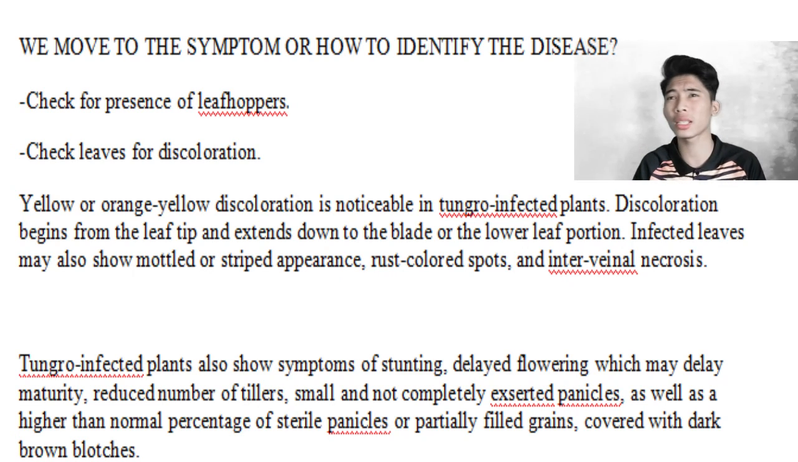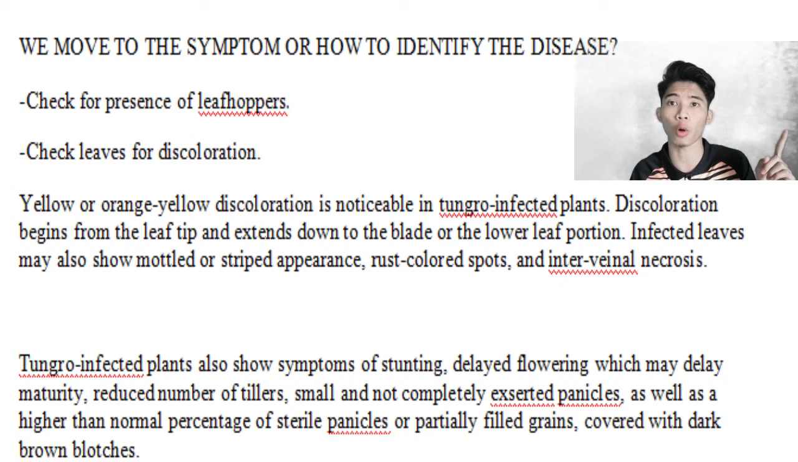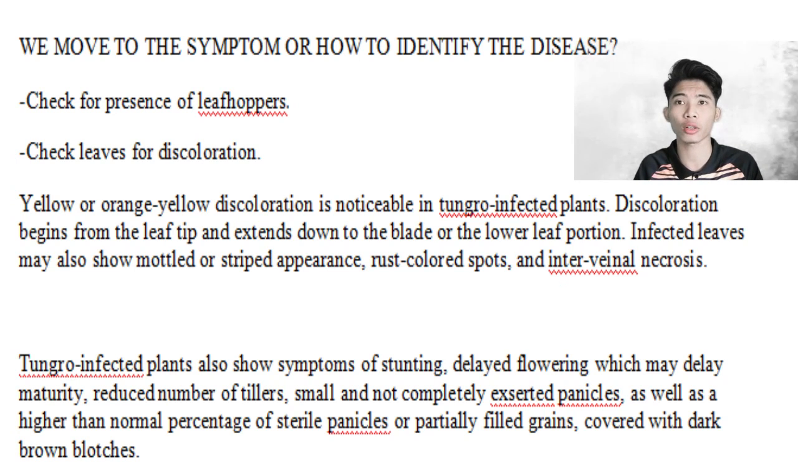So, we move to the symptoms and how to identify the disease. First, check for presence of leafhopper. Second, check leaves for discolorations. Yellow or orange-yellow discoloration is noticeable in tungro infected plants. Discoloration begins from the leaf tips and extends down to the blades of the lower leaf portions. Infected leaves may also show a mottled or striped appearance, cross-colored spots, and interveinal necrosis.